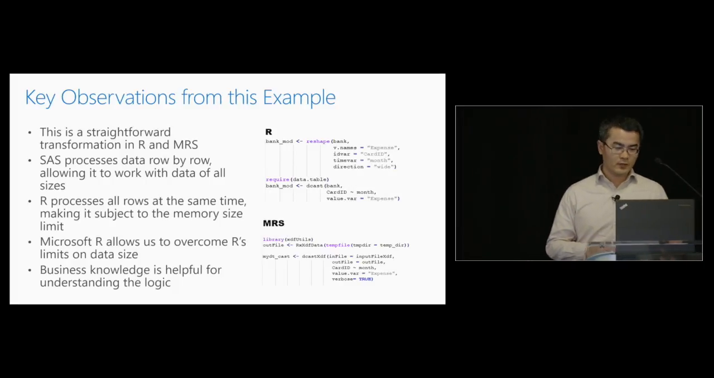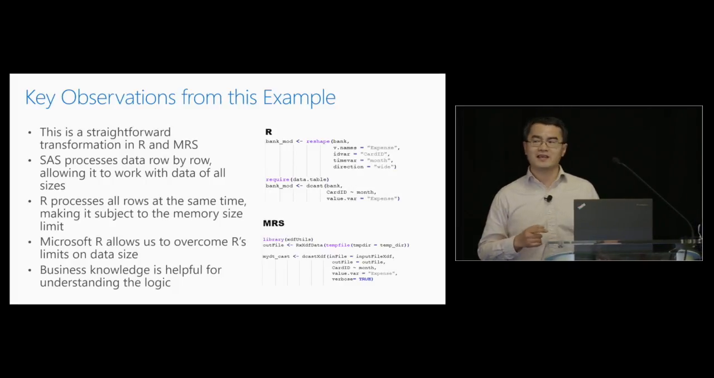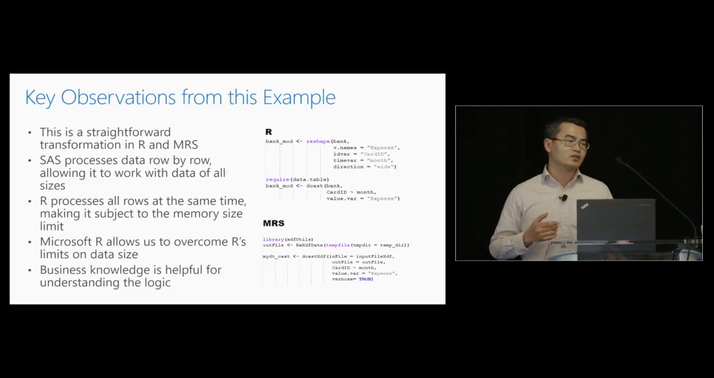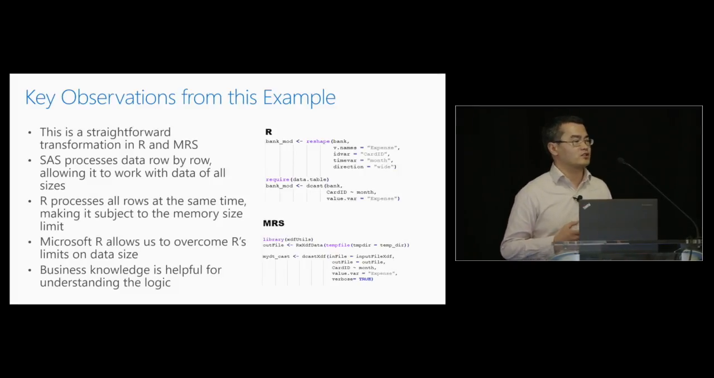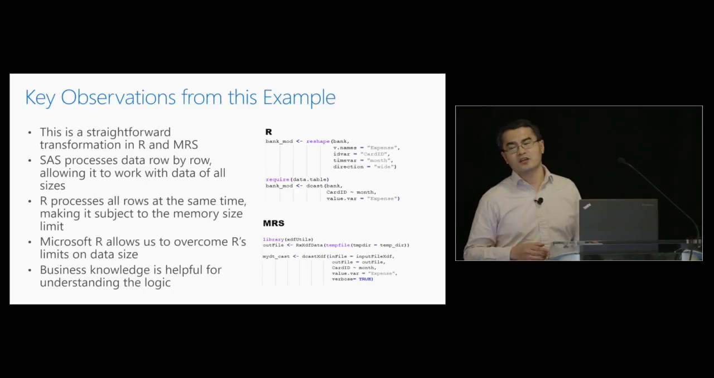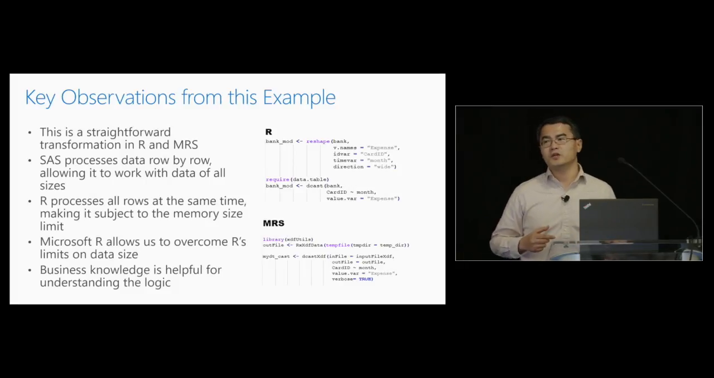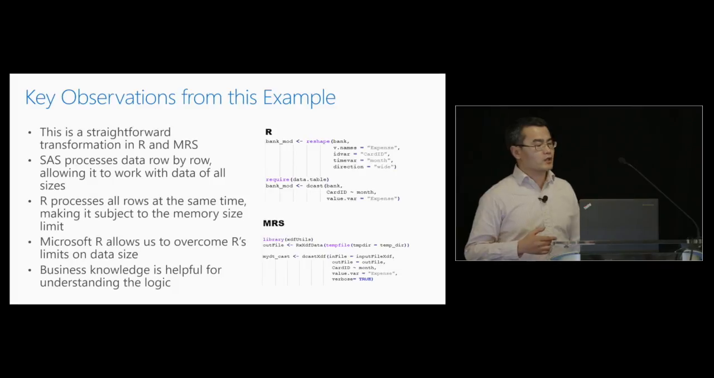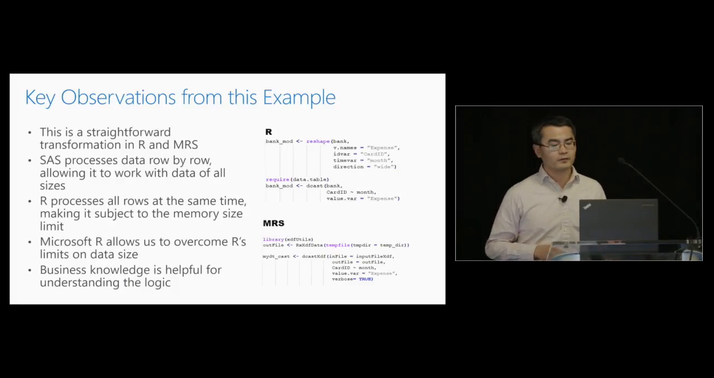The second observation is that we just learned that SAS processes data row by row, so this allows it to work with data of all sizes. And R, on the other hand, works on all the rows at the same time, so it has to read all your data into the memory. As you can imagine, if the size of data exceeds your memory limit, that's going to be a problem. And Microsoft R here allowed us to overcome that limit. There's a mechanism behind the scenes: Microsoft R knows how to work with data even if the data size is too big.